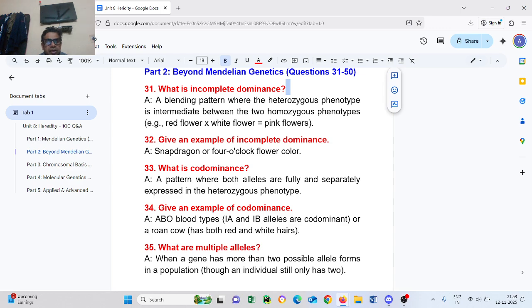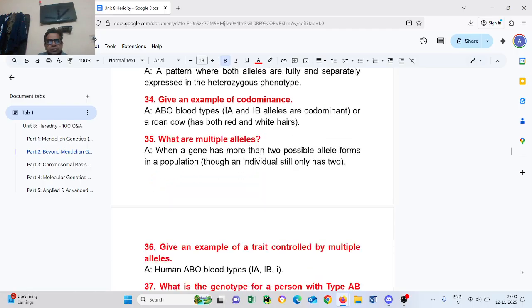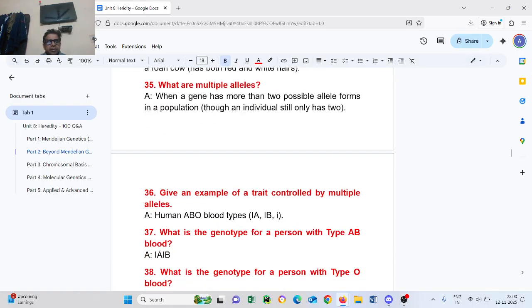What are multiple alleles? When a gene has more than two possible alleles found in a population, though an individual still only has two. Question number 36. Give an example of a trait controlled by multiple alleles. Human ABO blood type: IA, IB, i.